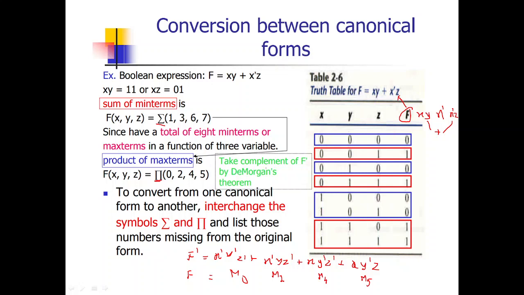Okay, so how we got this I have explained here. In shortcut, we can directly convert one canonical form to another canonical form. That is, sum of minterms can be converted to product of max terms. If you are given the sum of minterms and want to find the product of max terms, the symbol has to be changed. That is, summation is changed to pi, and the minterms missing in the sum of minterms are considered for the product of max terms. That's it. So this is the conversion between canonical forms.